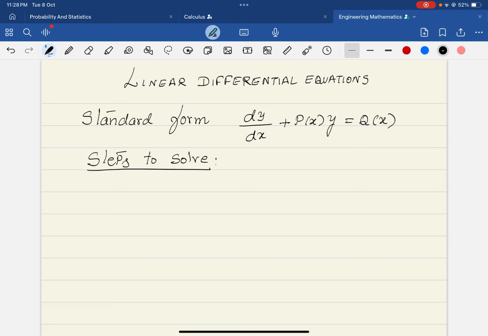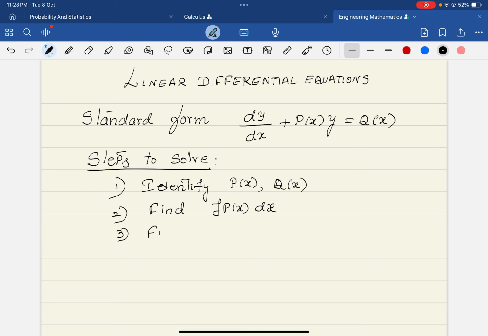What we do now is, the first step is we identify what is p of x and what is q of x. Put it in the standard form and then see what is p of x and q of x. And then find the integral of p of x dx. Next is find the integrating factor.